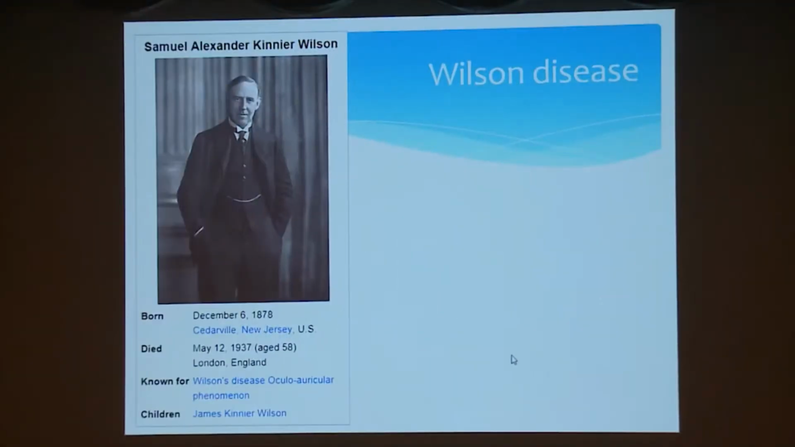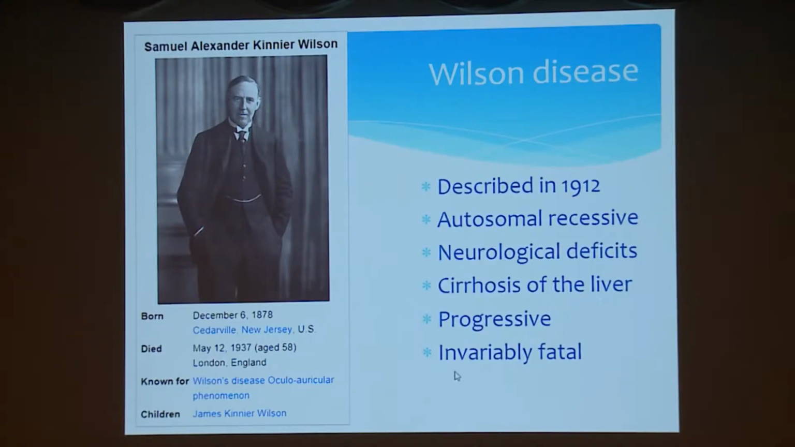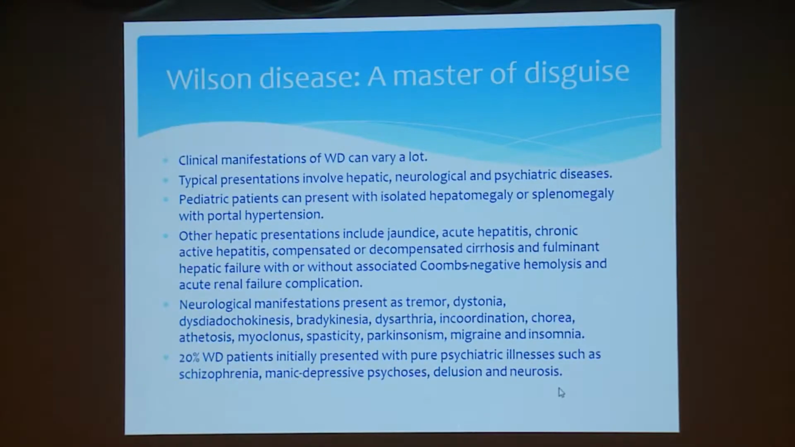So my major focus is on Wilson disease, and this is Dr. Wilson. He first described Wilson disease in 1912. This is an autosomal recessive condition that involves the CNS and cirrhosis of the liver, and is progressive and invariably fatal. But once the diagnosis is timely, treatment is available and effective.